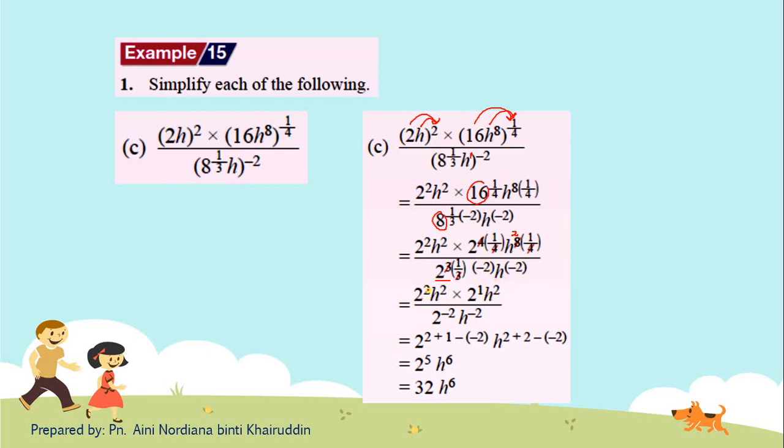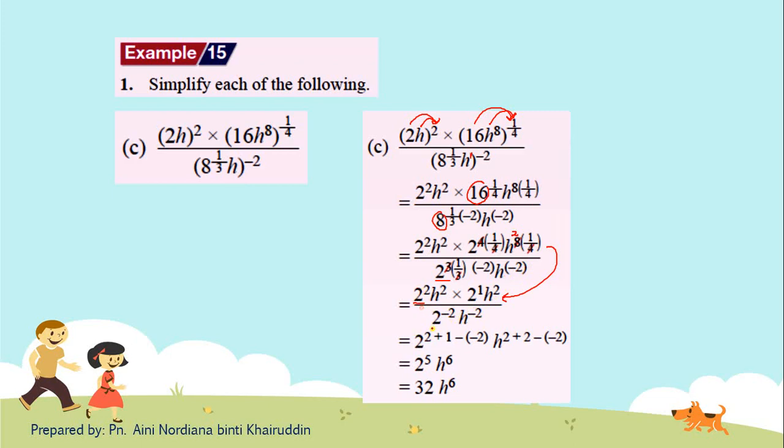Okay, 2 square h square remain unchanged times 2 to the power of 1 h square. This is for the numerator. For the denominator, 2 to the power of 1 times negative 2 is 2 to the power of negative 2. h to the power of negative 2. Negative 2 here. So done with this.